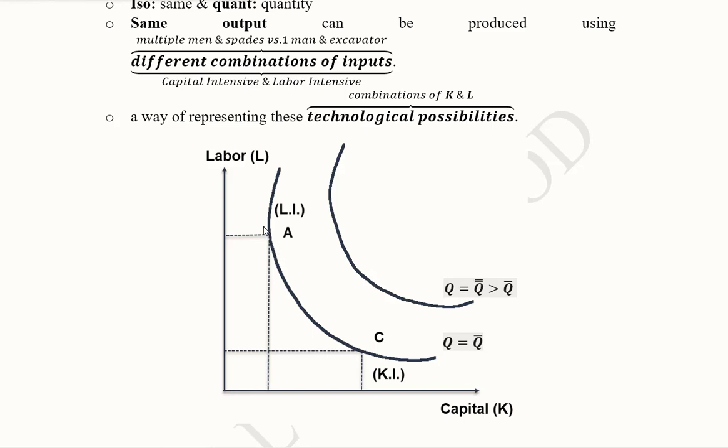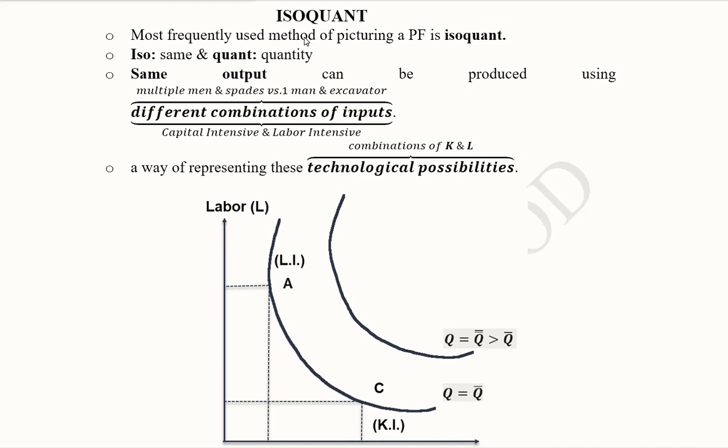Now we come back to these two points, that is A and C. At point A we are using more of labor and less of capital, whereas at point C we are using more of capital and less of labor. So this is capital intensive technique and this is labor intensive technique. In this way there are two extreme possibilities, but the output will remain the same, that is q bar. Therefore we call it an isoquant. We use it extensively to make and understand a production function and various combinations of inputs. Thank you.